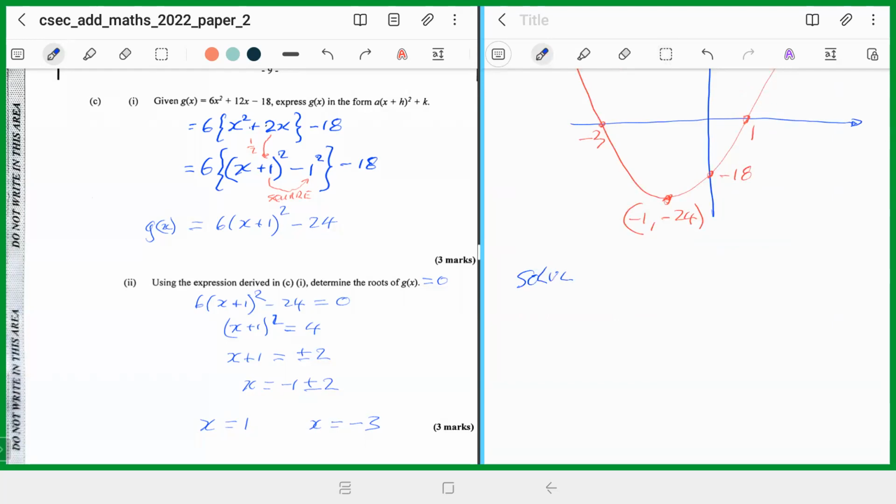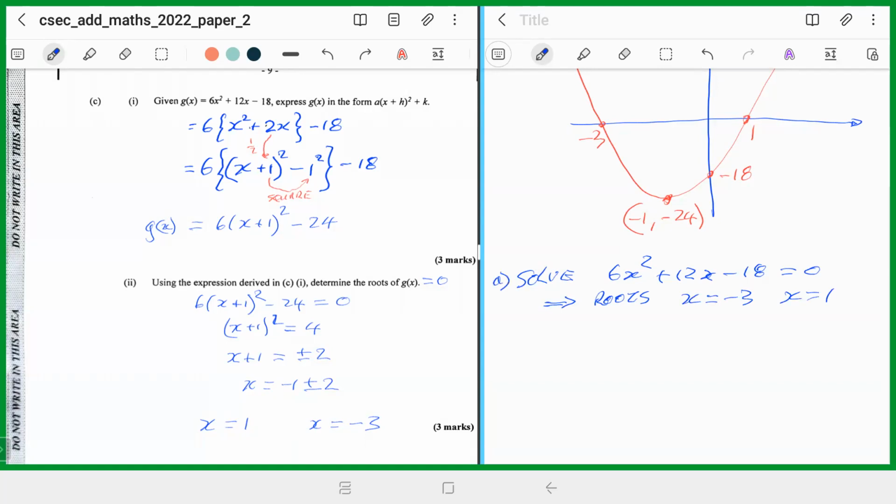Solve 6x squared plus 12x minus 18 equals 0. What am I asking for if I ask for that? I'm asking you for the roots themselves. So this is giving you the roots. And they are x equals minus 3, x equals 1. The roots are the points where the graph intersects the x-axis. That's one thing I can ask you, relating to the roots.